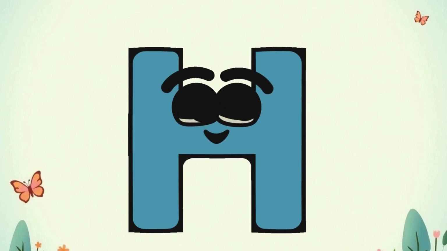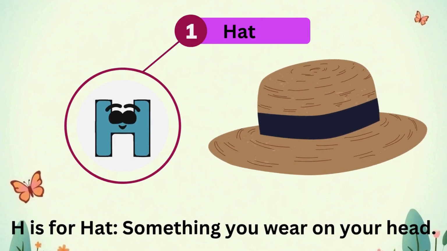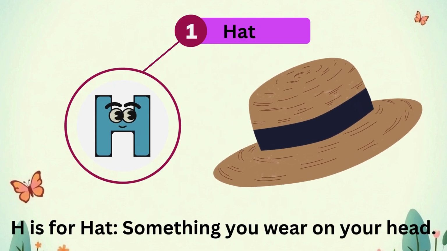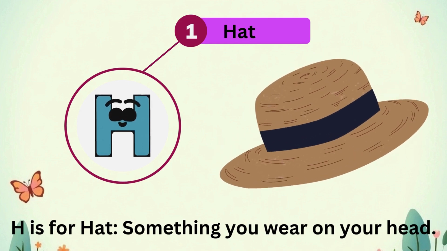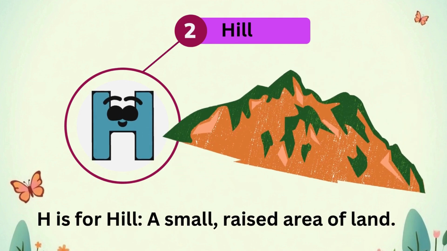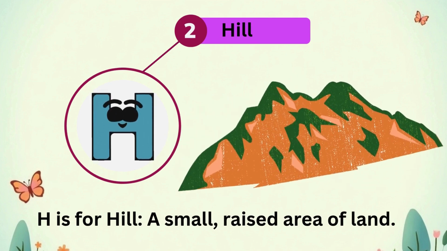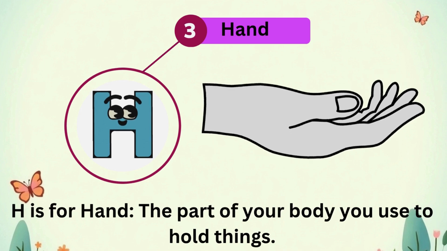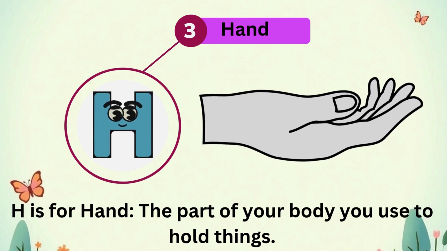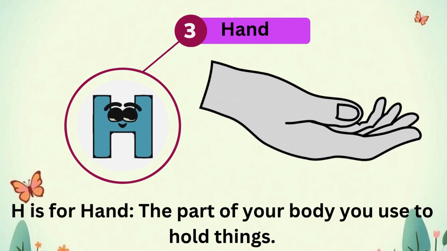H. H is for hat, something you wear on your head. H is for hill, a small, raised area of land. H is for hand, the part of your body you use to hold things.